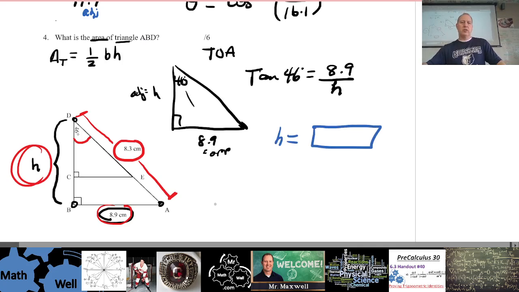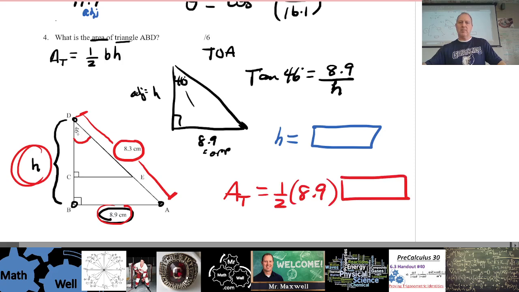And then you're going to use your triangle area formula, 1/2 the base times this height, 1/2 8.9 times h. So there's just two small steps that I'm going to let you guys do on your own there. Take a moment to look at that.